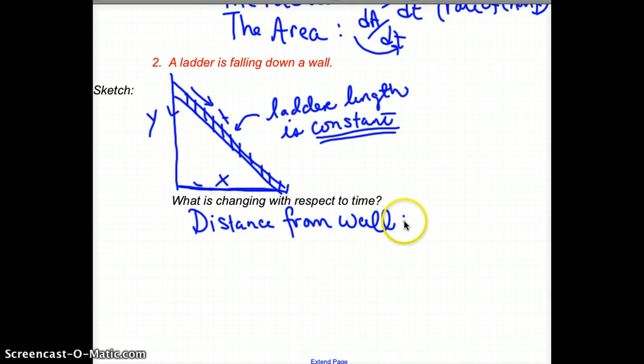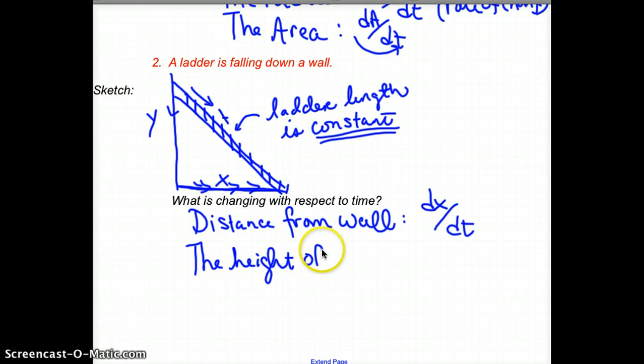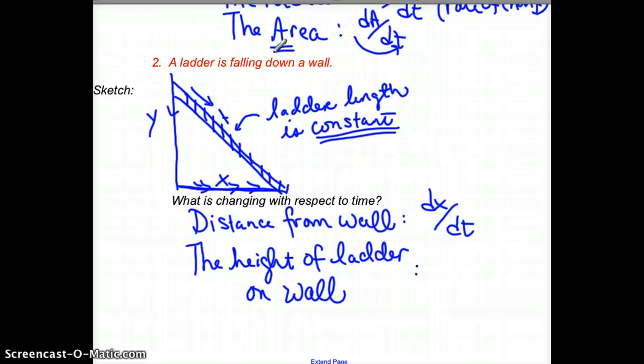And so our rate of change would be dx dt. That is changing over time. And we'd say this is positive because it's moving away or getting greater in length. The other we would say is the height of the ladder on the wall. And in this situation, you get to pick your own variables. I like when they're set up like this just to call them x and y. Obviously for area I like to call it a. You get to set them up yourself, but choose them wisely.